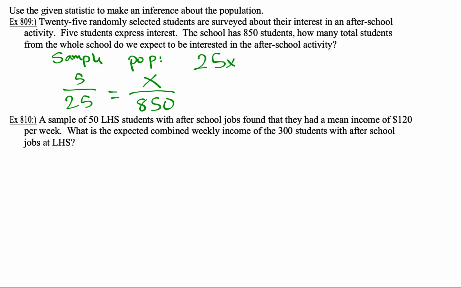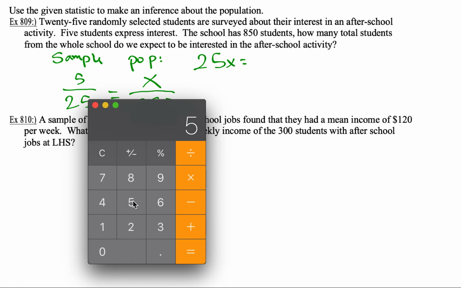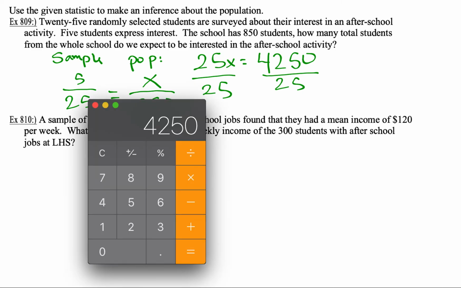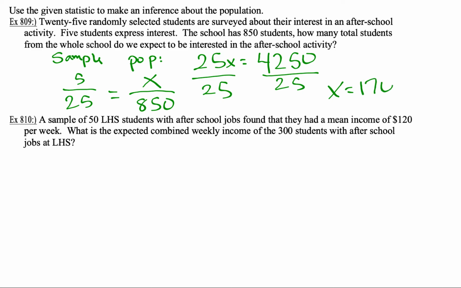So we're going to assume this is equal. You do your cross products. 5 times 850 is 4,250. And we can divide both sides by 25, and we get x equals 170. So we would expect 170 students to be interested in the after-school activity based on our statistics.